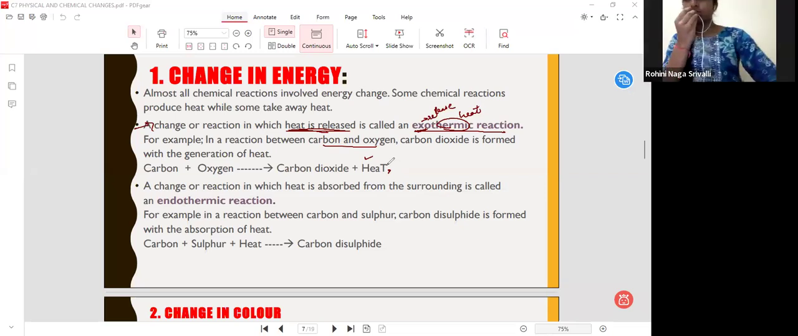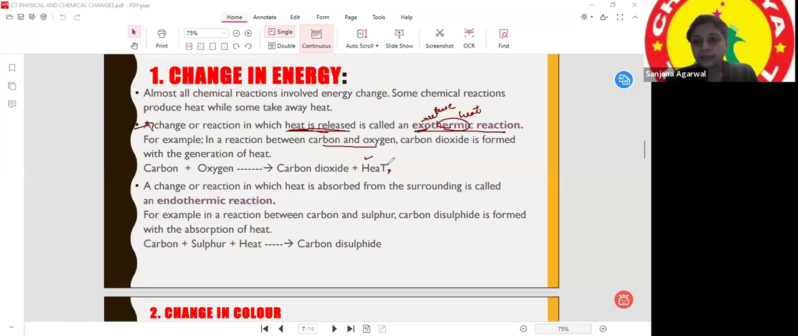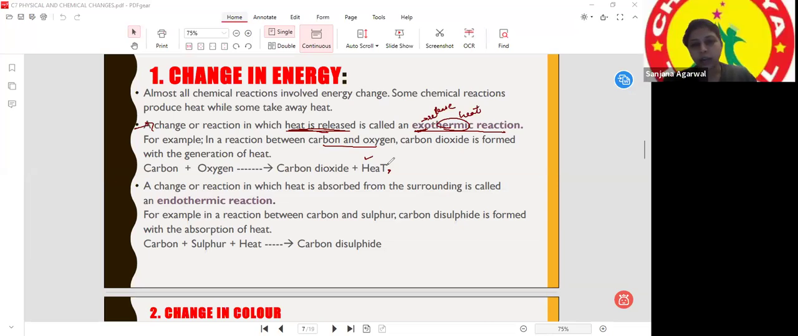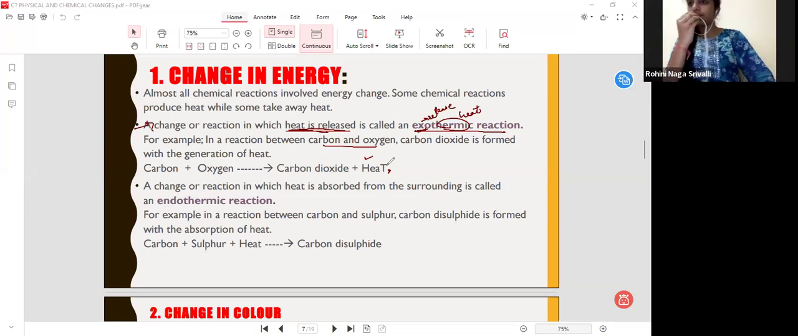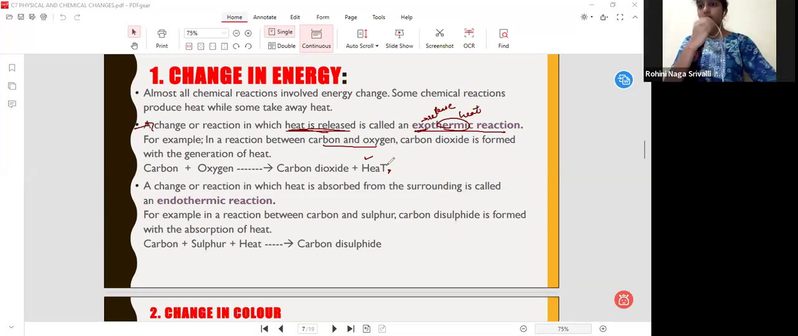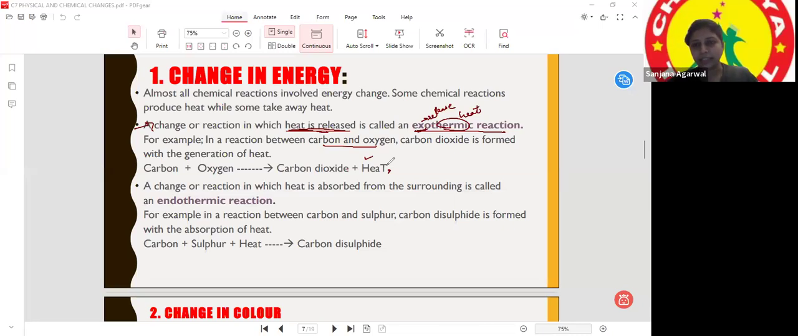Ma'am, I have a doubt. Yeah, please tell. Ma'am, in photosynthesis, carbon dioxide is absorbed, no? So is it an exothermic reaction? In photosynthesis, oxygen is released. Oxygen is a type of element, it's a type of gas. Are the temperature and oxygen related?